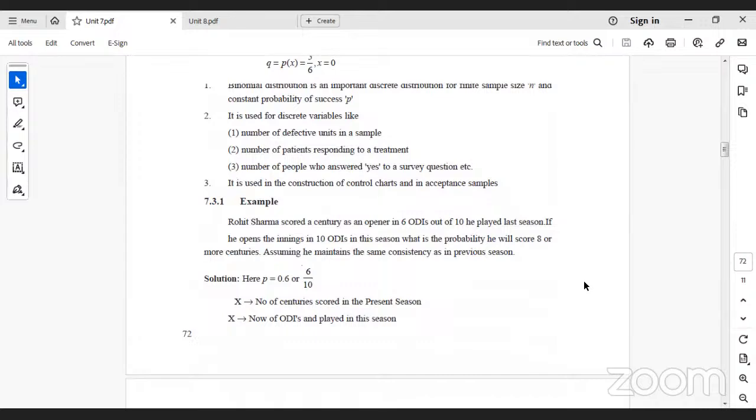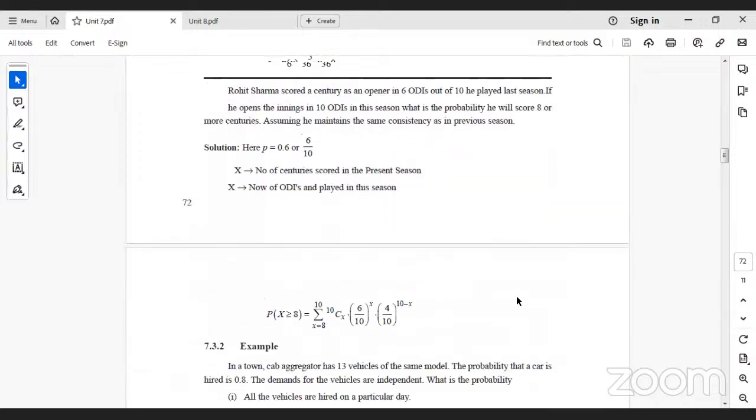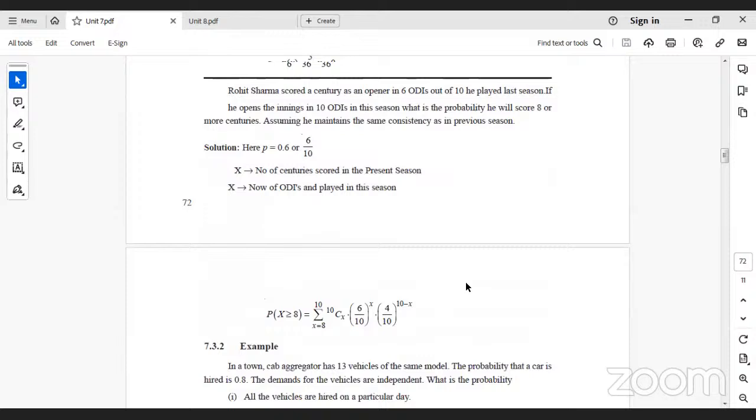X out of the ODIs played in this season. The probability of scoring 8 or more is the summation over x from 8 to 10 of 10Cx (6 by 10) to the power x times (4 by 10) to the power 10 minus x. The number of ODIs and the number of centuries are not given separately, so we write x and 10 minus x here.